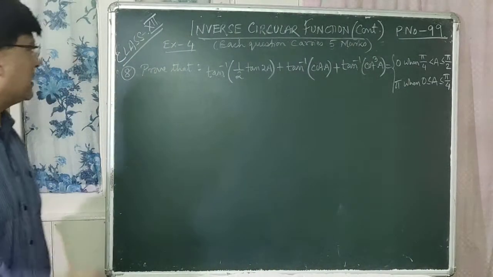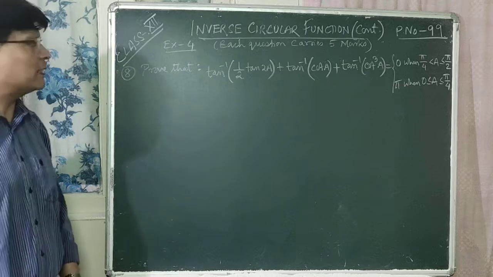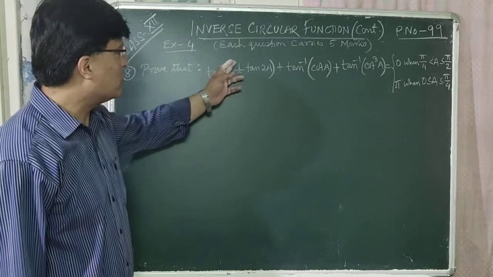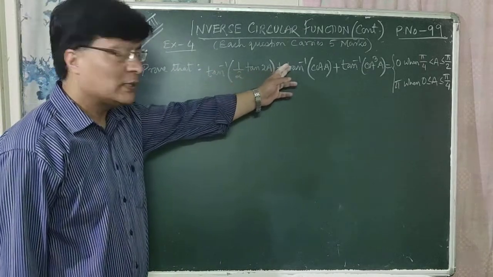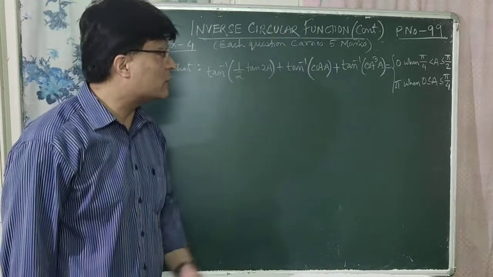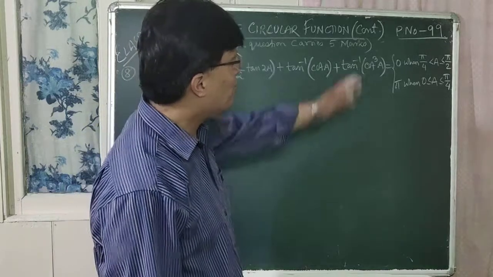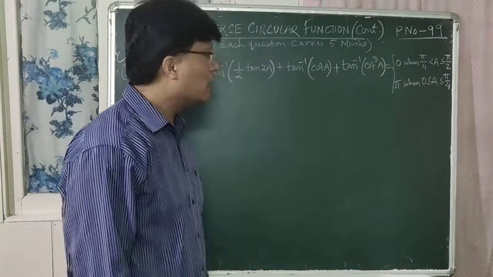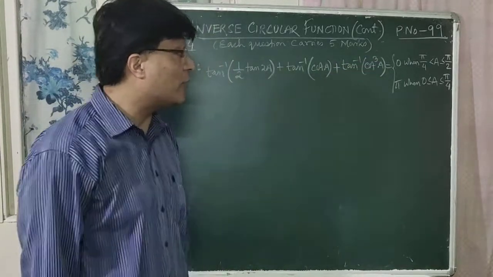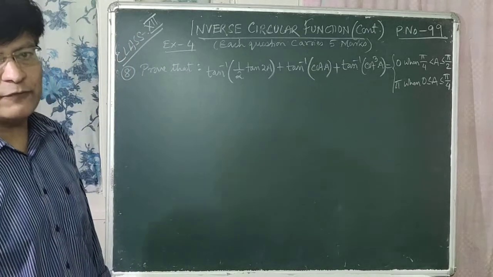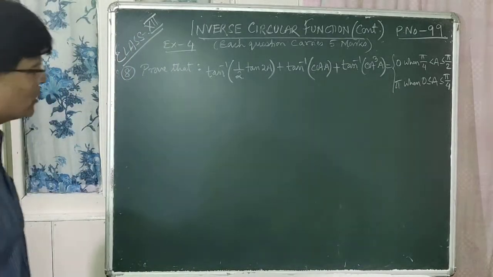So now let's do question number 8. You have to prove that tan inverse within bracket half tan 2a plus tan inverse cot a plus tan inverse cot cube a is equal to 0 when a lies within pi by 4 and pi by 2, and this left hand side is equal to pi when a lies within 0 and pi by 4. Okay, so now let us prove it.